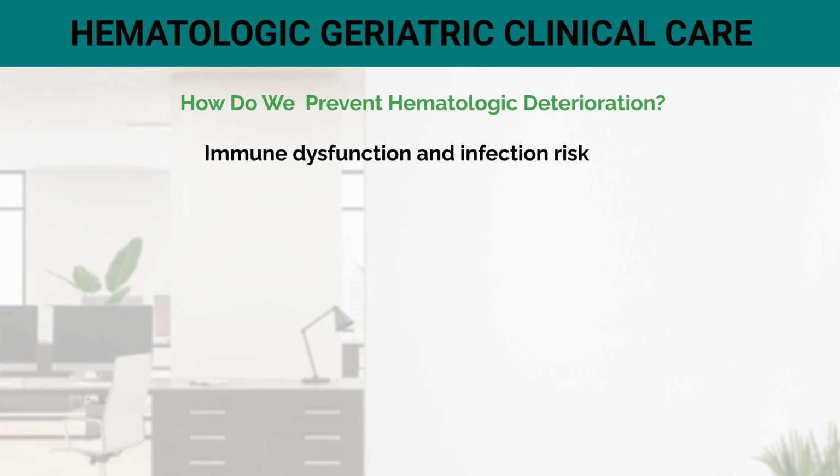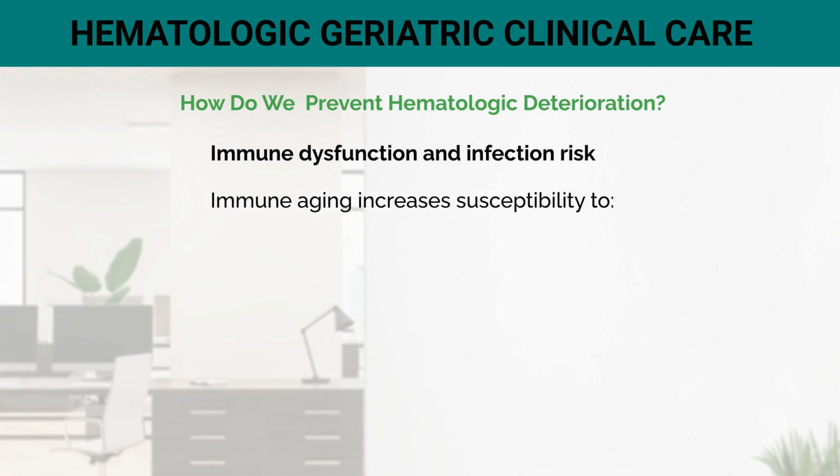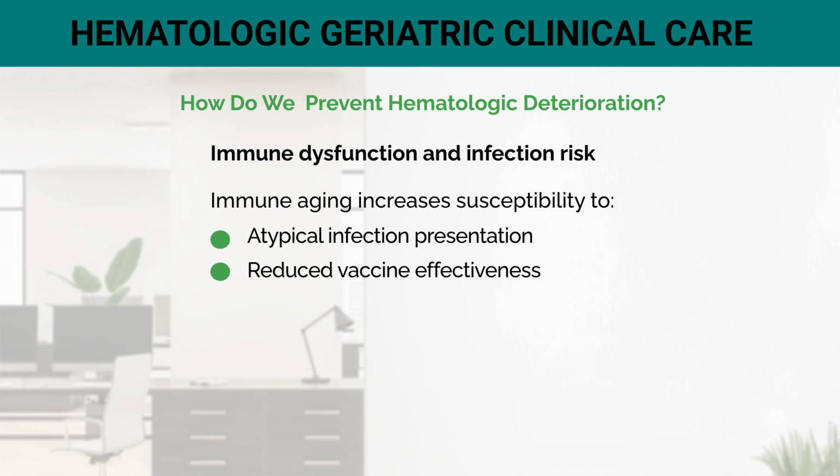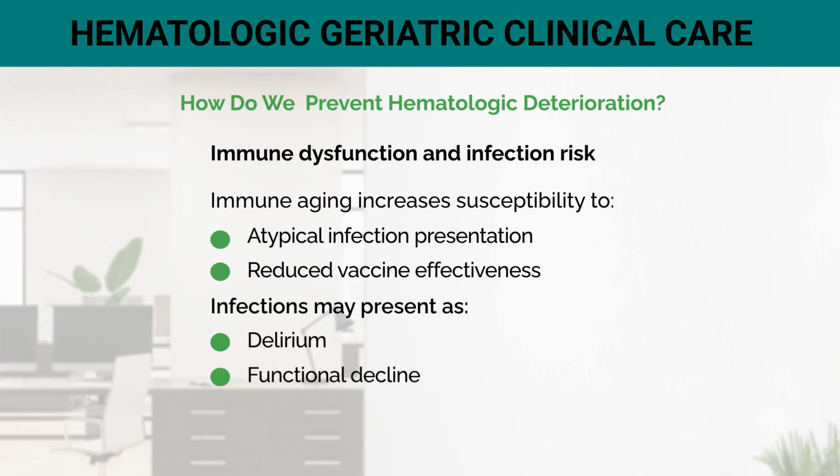2. Immune dysfunction and infection risk. Immune aging increases susceptibility to atypical infection presentation and reduced vaccine effectiveness. Infections may present as delirium, functional decline, or falls rather than fever or leukocytosis.